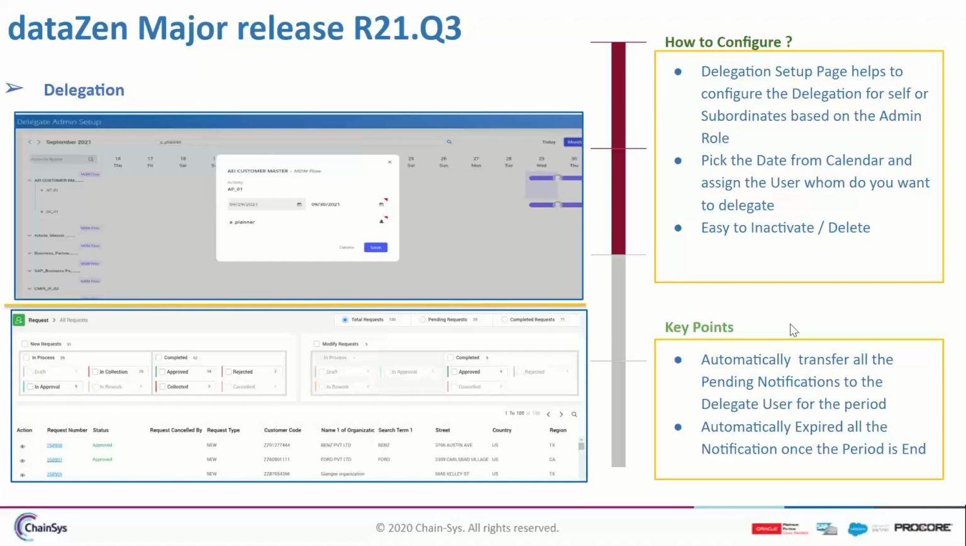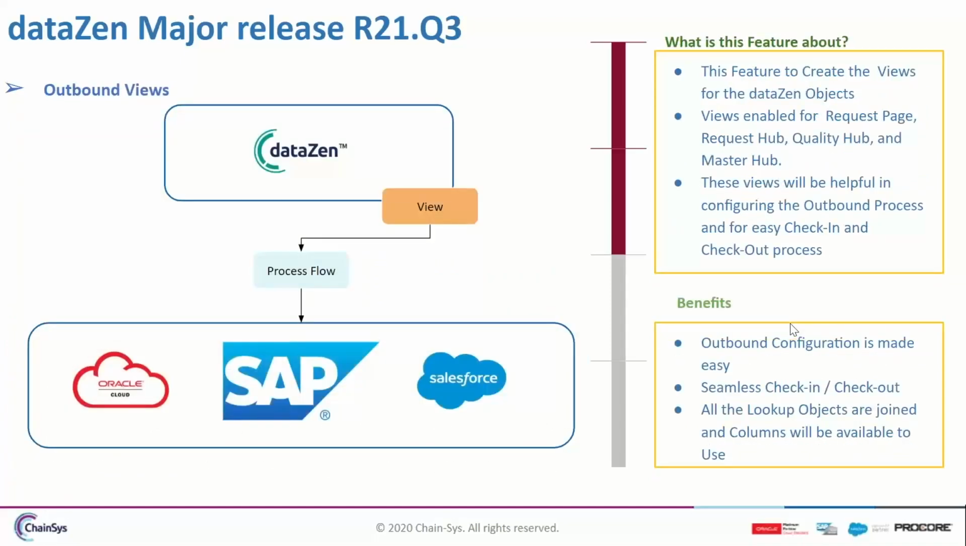Thank you, Mohan. Next, we'll talk about another important feature, which is outbound views. Earlier, we used to have to build complex outbound data objects. Now, in dataZen itself, we brought up new views, which include everything: request screens, request hub, quality hub, master hub, everything included. And this can be easily tied up with our process flow. Views can be used mainly for the check-in, checkout.